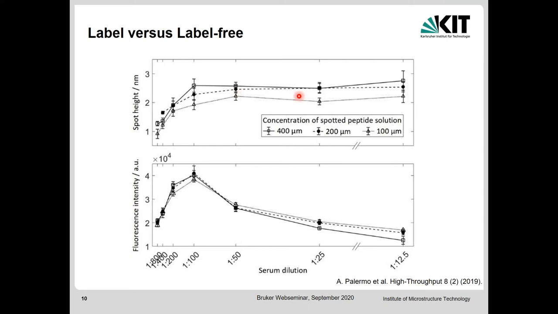On the other hand, if you look at the graphic at the bottom, it shows fluorescence intensity, fluorescence signals, and we see here a decrease of the signal in the saturation regime, which can be caused by fluorescence quenching of the densely packed antibody layer.